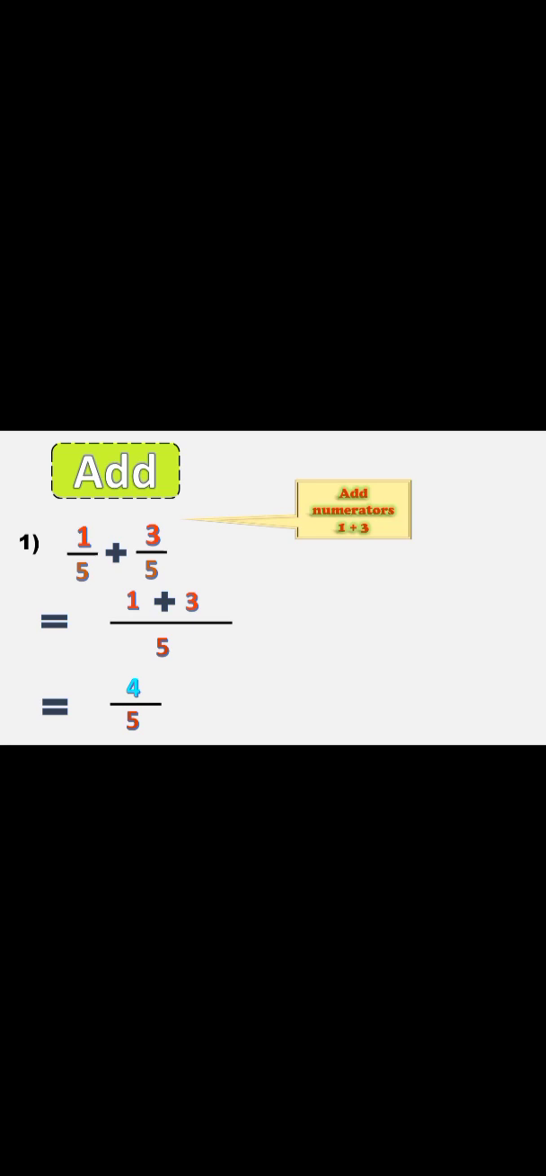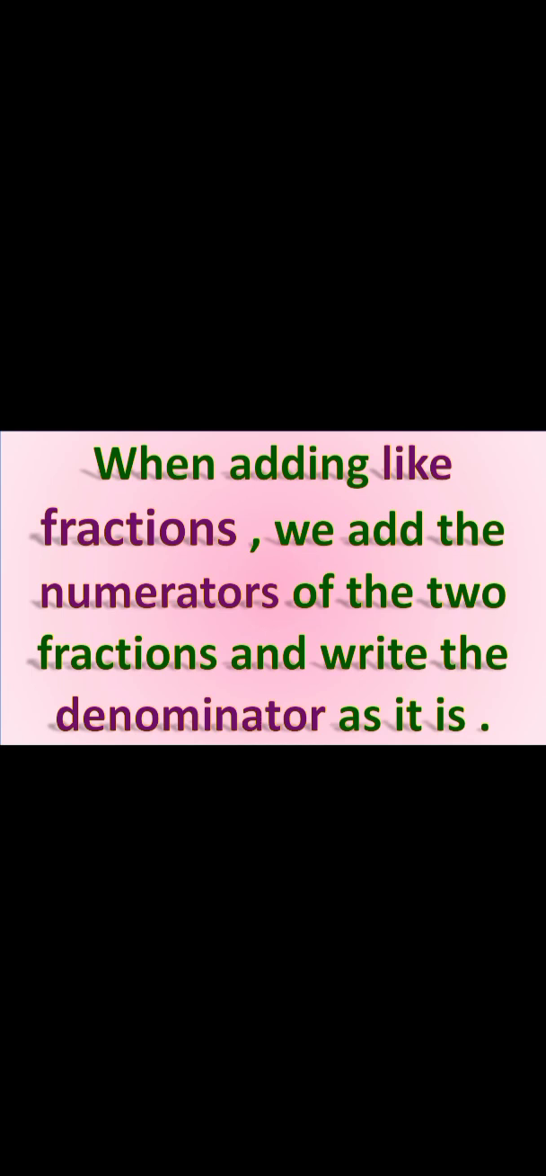It's very simple. So I can say that while adding any like fraction, what do we have to see? We have to see the numerator. So when adding any like fraction, we have to add the numerators of the fractions and write the denominator as it is. Hope you understand the solution.